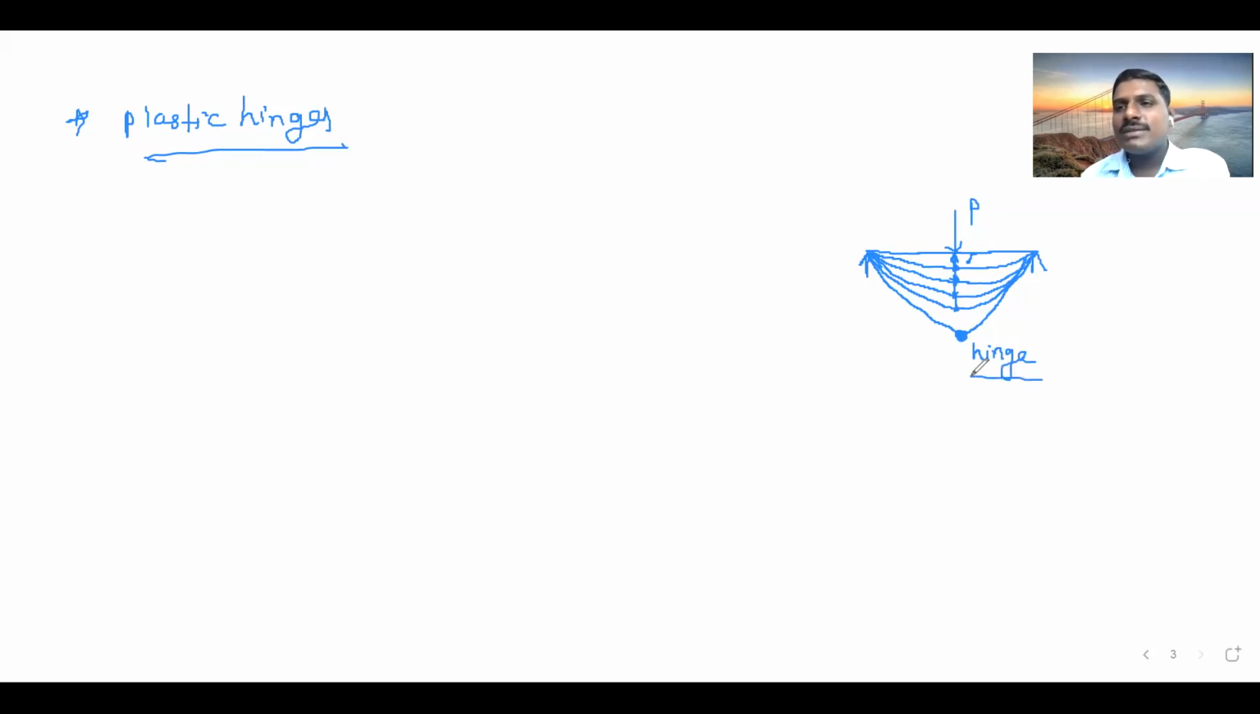Hinge will form. Hinge will form means what?